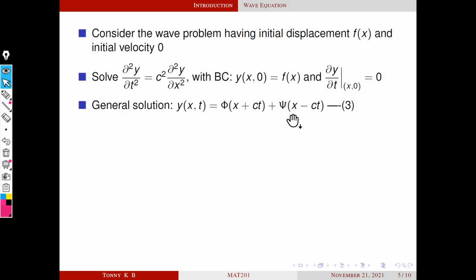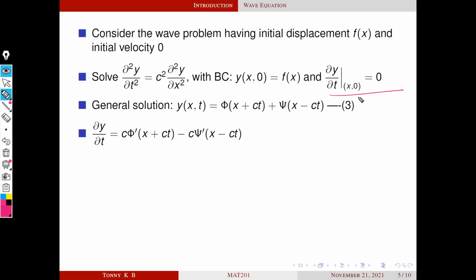This is our general solution, what we found in the last slide: y(x,t) = φ(x+ct) + ψ(x−ct). To apply these two conditions, first of all, we have to differentiate this y with respect to t. Its derivative with respect to t becomes φ'(x+ct) into c, and similarly ψ'(x−ct) into −c. So ∂y/∂t = c φ'(x+ct) − c ψ'(x−ct).